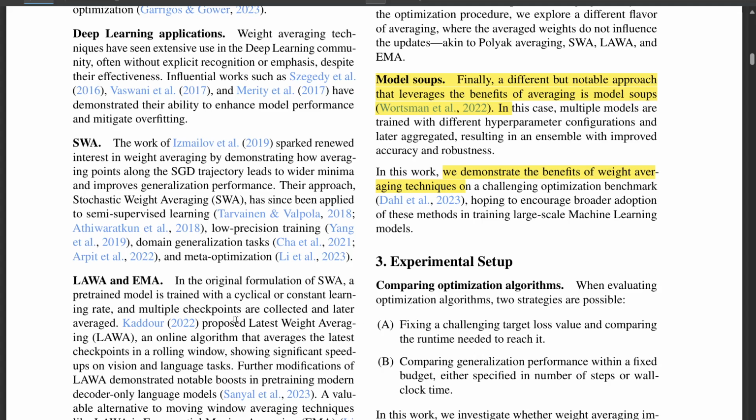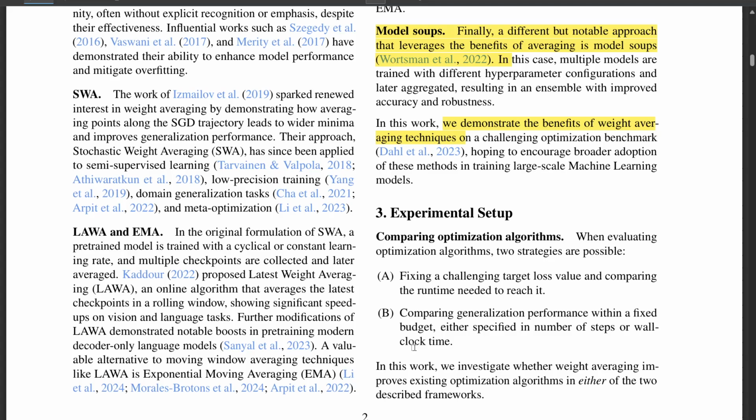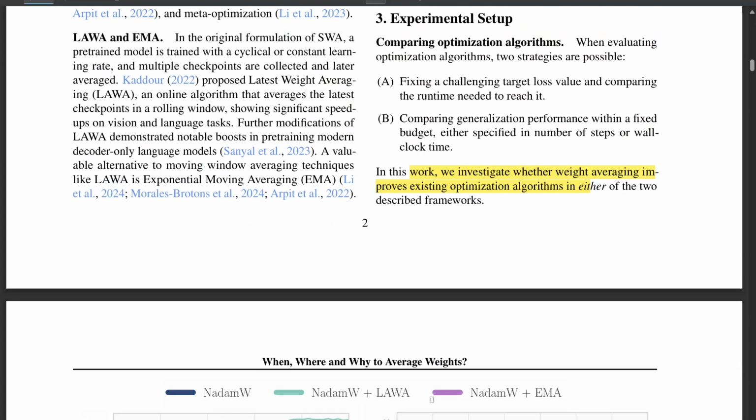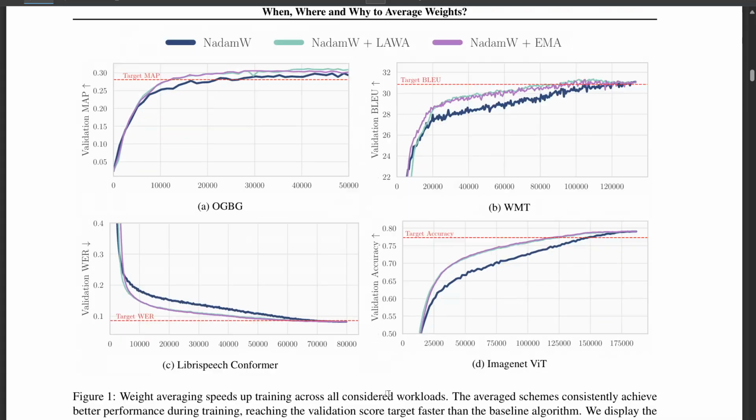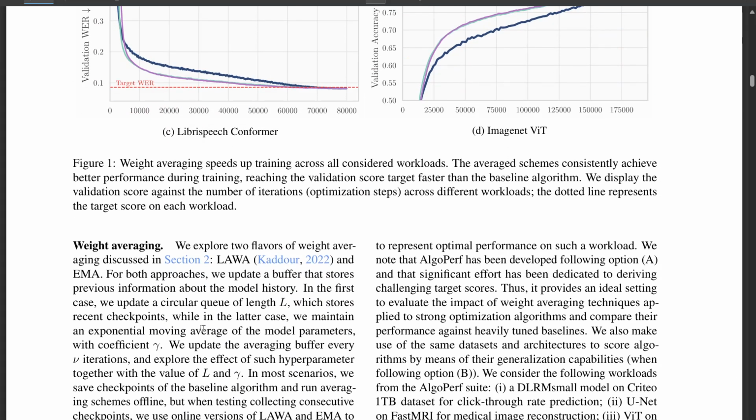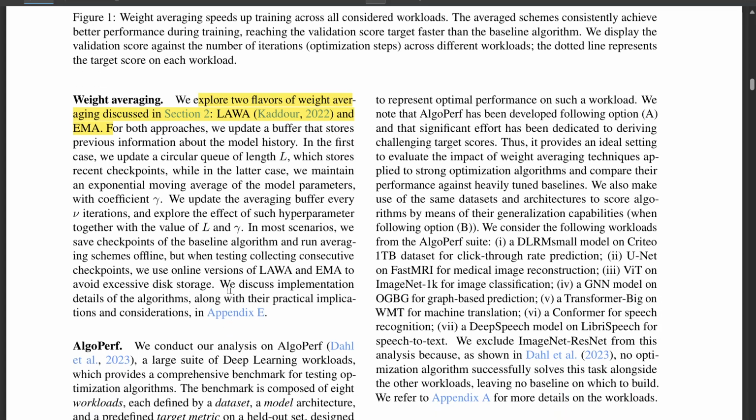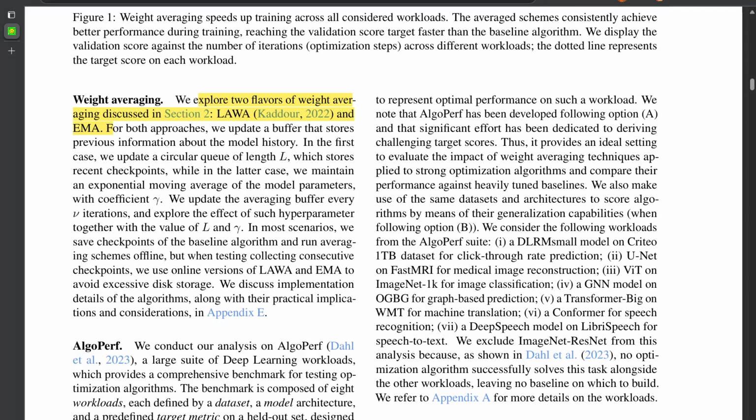Exactly. This paper, When, Where, and Why, really digs into evaluating two key modern flavors. First, there's latest weight averaging, or LAWA. This came from Kaddour in 2022. It's an online method, averaging only the most recent checkpoints within a rolling window. Think of it like a circular queue of a fixed length L. Like averaging the last 10 steps, for example? Something like that, yeah. It's particularly noted for its speed-up benefits, especially in pre-training those huge language models.